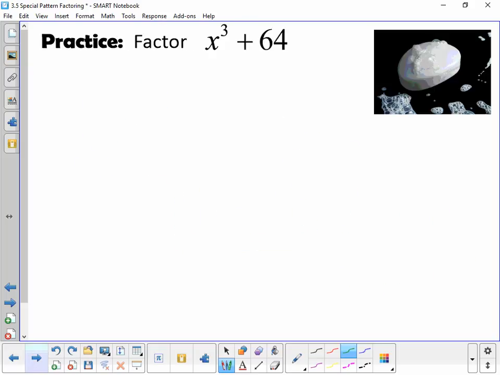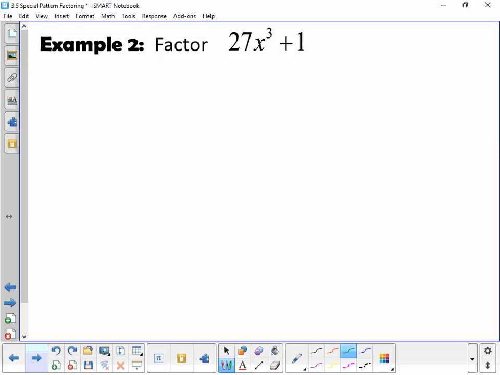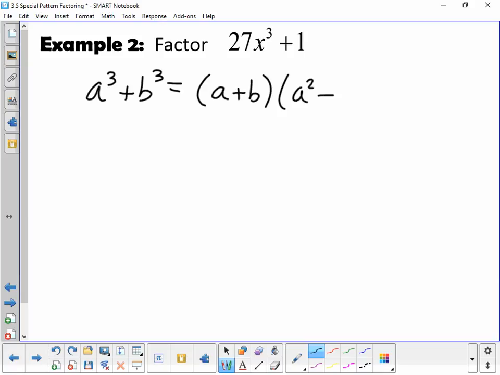Okay, I'm going to skip a couple of these practice problems so that the video is not forever long. All right, so now this one, pretty similar, 27x to the third plus 1. You should recognize 27x to the third as a perfect cube, and 1 is also a perfect cube. It's 1 to the third power. So let me write up my pattern. A to the third this time is plus. So our pattern has the same sign, then it has the opposite sign, and the last one is always positive.